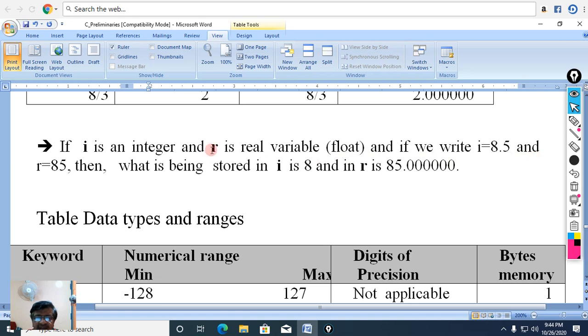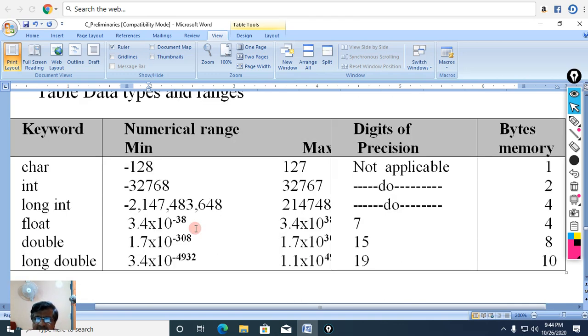If I is an integer and R is a real variable, and if we write I equal to 8.5 and R equal to 85, then what is stored in I is 8 and in R is 85.000000, with 6 zeros.